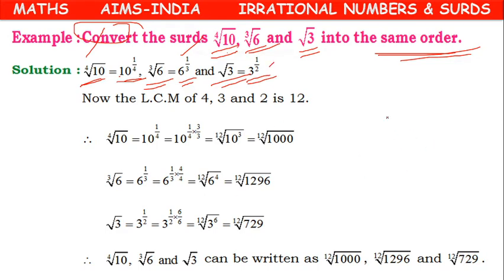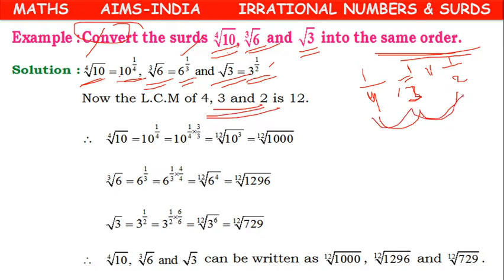Now what are the denominators? The exponents are 1 by 4, 1 by 3, 1 by 2. So 4, 3, 2 are the denominators of the exponents, which have to be written as a common denominator. The LCM of 4, 3, 2 is 12.